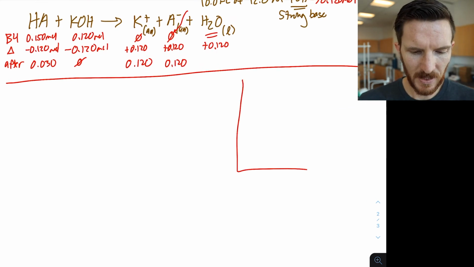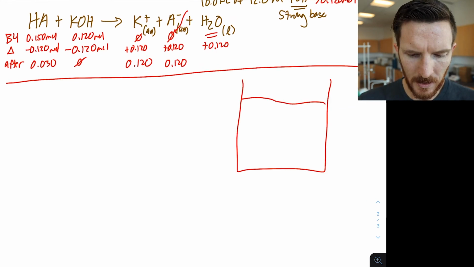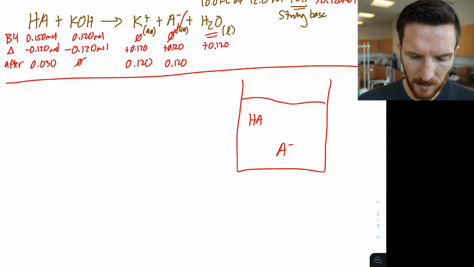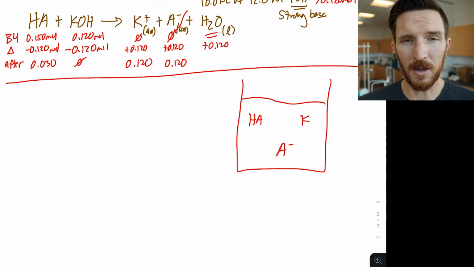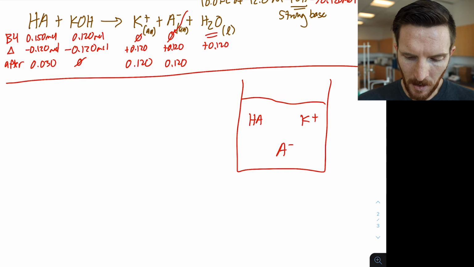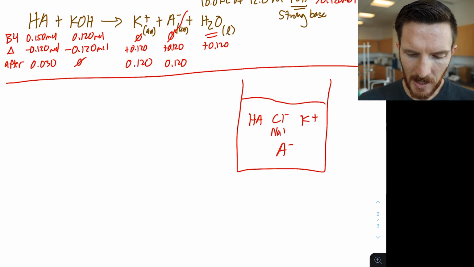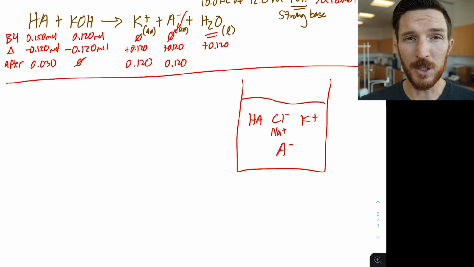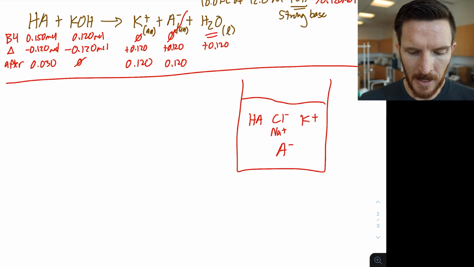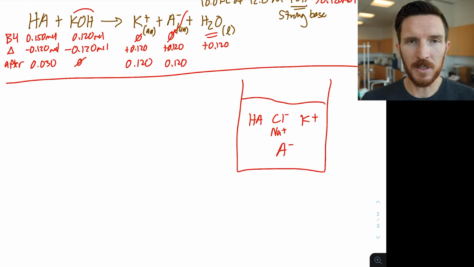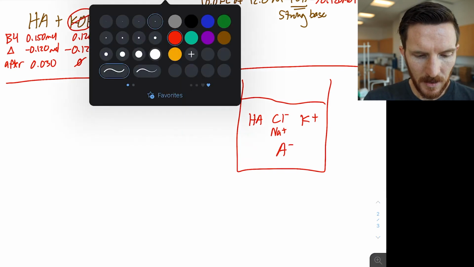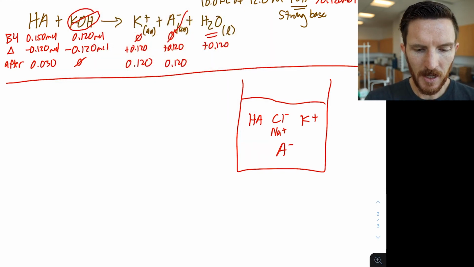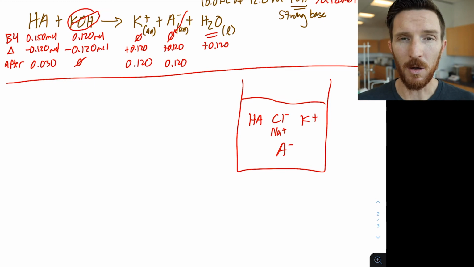And if we just think conceptually real quick, if we just draw a beaker of what our solution looks like, we have still some weak acid. We have a bunch more of the conjugate base now, that formate ion. We have potassium ions. We have chloride ions and sodium ions from our original solution that we added. And so we see we have all these. Obviously this is dissolved in water. We're not necessarily including any of our hydroxide ions, because we see that those have all reacted.